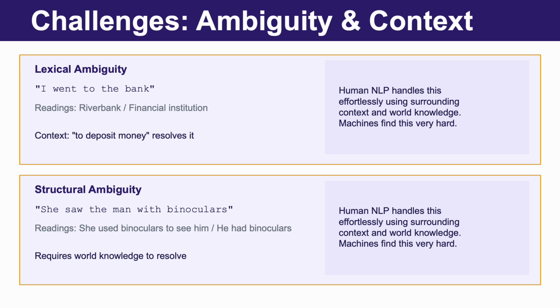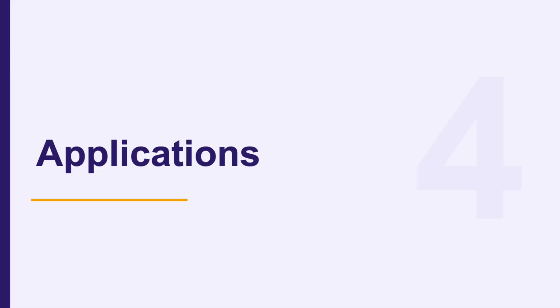That's a lexical ambiguity. Structural ambiguity is "she saw the man with binoculars." The readings: she used binoculars to see him, or he had binoculars. It requires world knowledge to resolve. Humans handle this effortlessly using surrounding context and world knowledge. Machines find it very hard. So both lexical ambiguity and structural ambiguity can change the meaning, and "I saw her duck" is a similar example.